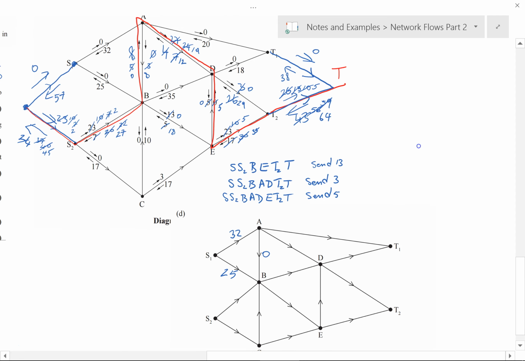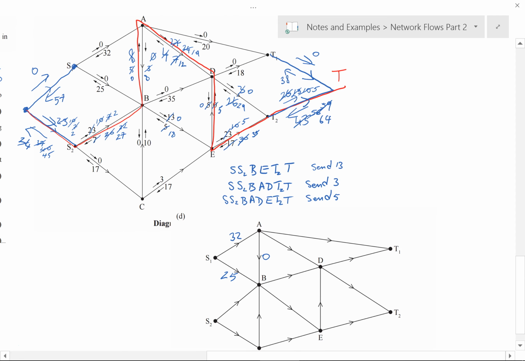So then we have, this is 20 because of the 20 there, that's not being touched. AD, again the backward arrow there is 12. For DT1, that's not been touched, so that's 18. And then BD, that's not been touched either, that's 35.